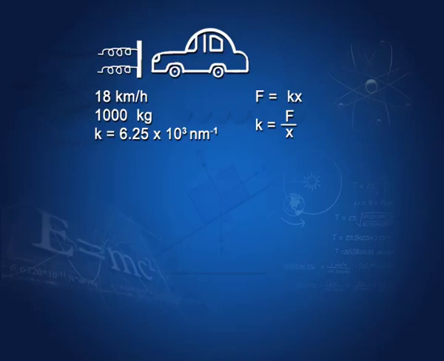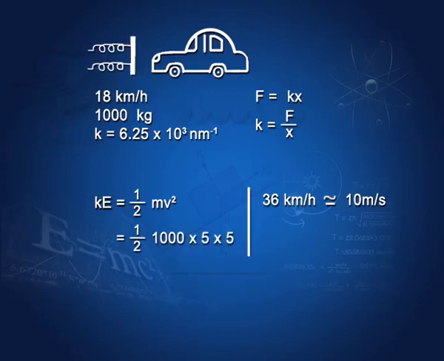Now, what is the energy that will be stored in this spring once the car strikes it? So, the kinetic energy of the car is to be calculated, which would be given by half mv square, and to find out the v value in meters per second, we must remember that 36 kilometers per hour is equivalent to 10 meters per second. So, 18 kilometers per hour is going to work out to 5 meters per second. So, our kinetic energy is 1000 multiplied by 5 into 5, and this value comes out to be so many joules.